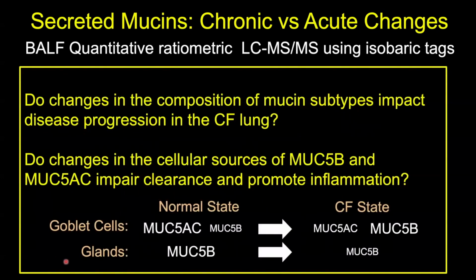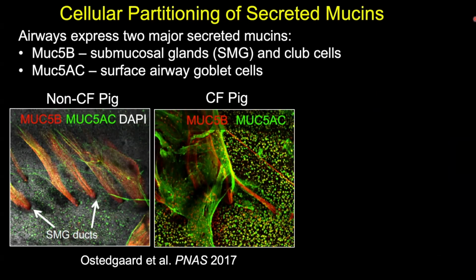And to summarize this hypothesis, in the normal state, MUC5AC predominates within surface airway goblet cells with much less MUC5B, where glands are the predominant source of MUC5B. And in the CF state, this switches where MUC5B is now dominating in the surface airway epithelium, and the gland secretion is significantly impaired. Studies by the Welsh group demonstrated that MUC5B secreted from submucosal glands as strands intertwine with MUC5AC produced from the surface airway epithelium.